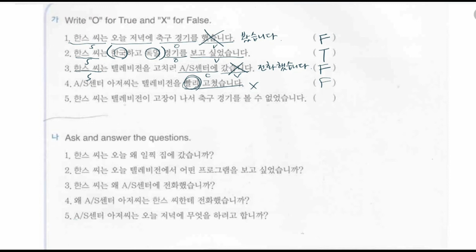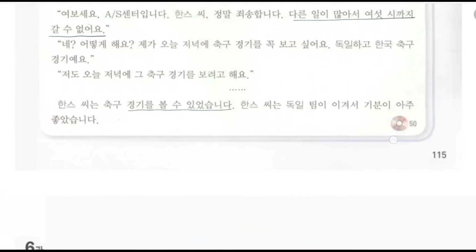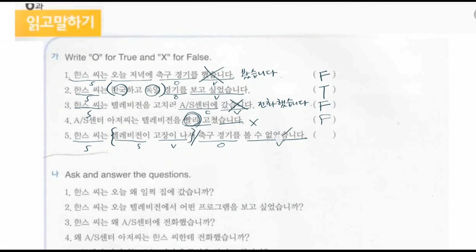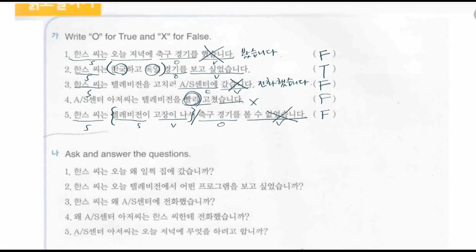한스 씨는 텔레비전이 고장이 나서 축구 경기를 볼 수 없었습니다. Hans couldn't watch the football game because the television is broken. 자, this is an embedded sentence. Couldn't he watch it? Actually, for some reason, he could watch the match, isn't it? 그래서 경기를 볼 수 없었습니다. 아니에요. This is false. And if it says 있었습니다, then it's true. 그쵸?